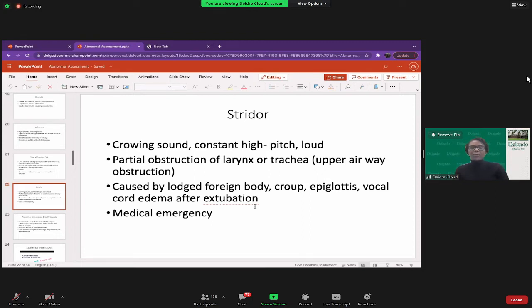It could also be caused by croup, epiglottitis, or vocal cord edema after extubation. So when do you think you would see the vocal cord edema? The patient goes to surgery and they come back, you need to be sure that you are assessing them once they get extubated, right? Because we want to avoid respiratory distress or respiratory failure. But this could absolutely be a medical emergency.